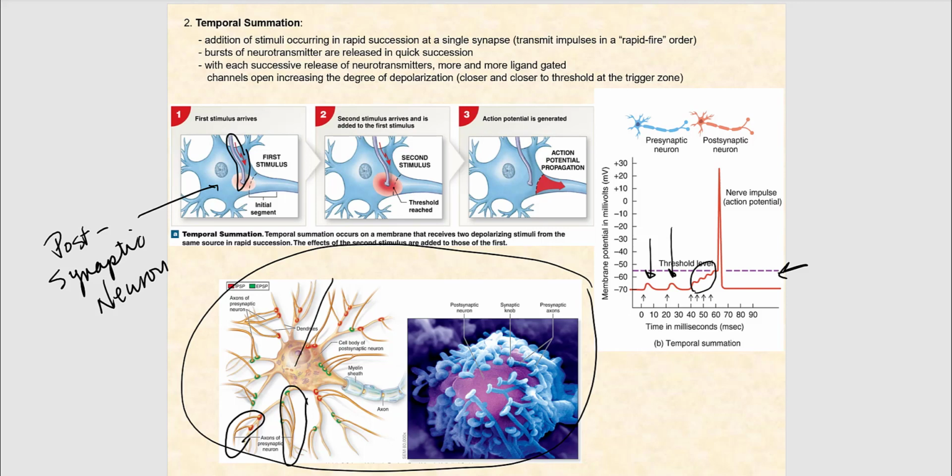So in other words, if we end up with more EPSP than IPSP, then at the trigger zone of this postsynaptic neuron, negative 55 is reached and an action potential is generated by this postsynaptic neuron. However, if there are more IPSPs rather than EPSPs, then instead of generating an action potential at the trigger zone of this postsynaptic neuron, the neuron is inhibited. Therefore, no action potential is generated at the trigger zone. Negative 55 millivolts was not reached at the trigger zone of this postsynaptic neuron.